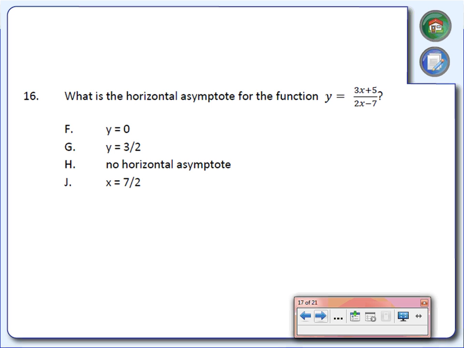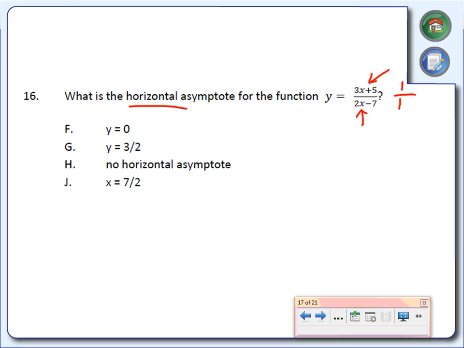Number 16, we want to know what is the horizontal asymptote for the function y equals 3x plus 5 over 2x minus 7. Since we're looking for the horizontal asymptote, we need to look at the degree of the numerator and then the degree of the denominator. So let's start over here. The degree of the numerator: what's the biggest exponent you see in the numerator? 1. Now I'm looking for the biggest exponent in the denominator. That's also going to be a 1.